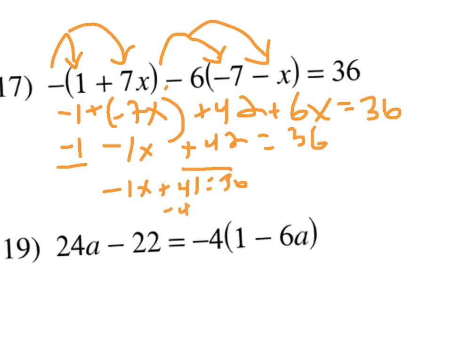Subtract 41 from both sides. I'm going to move over to the right. Negative 1x equals negative 5. Multiply each side by negative 1, we get x equals 5.